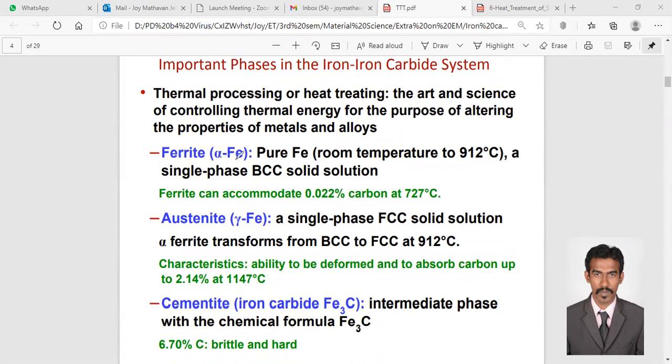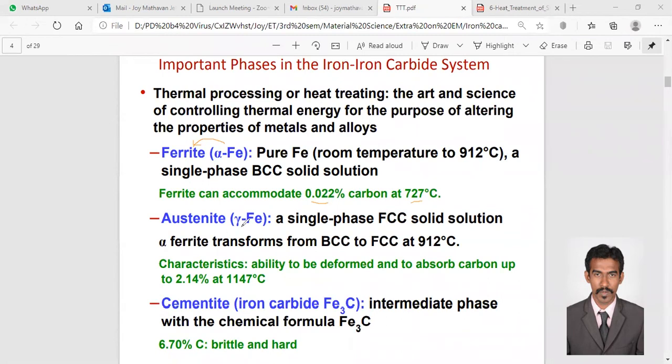Ferrite. So alpha Fe is called ferrite. Pure Fe, room temperature to 912 C, a single phase BCC solid solution. So this I showed in the diagram. Up to 912 degrees Celsius, it will remain as alpha Fe with the structure of BCC. All right. Ferrite can accommodate 0.022 carbon at 727 degrees Celsius. So that's why I told you these temperatures and values are important, right?